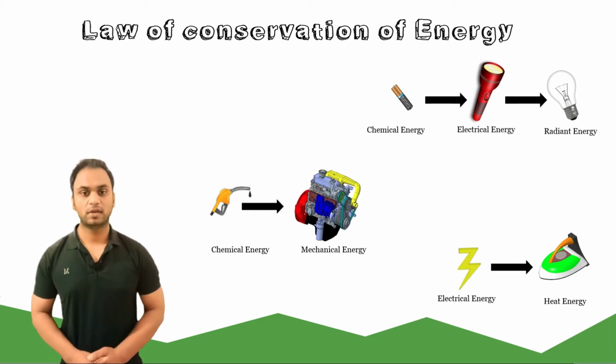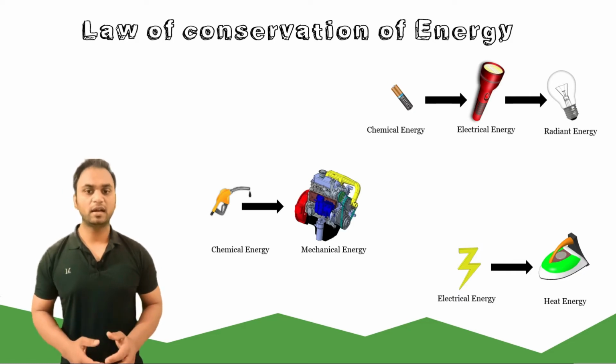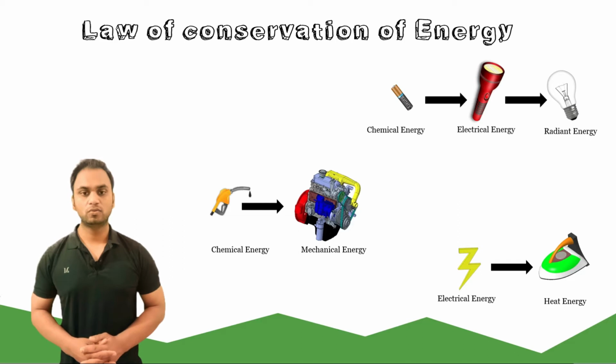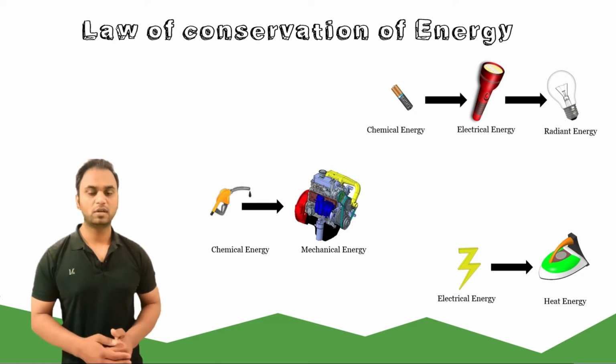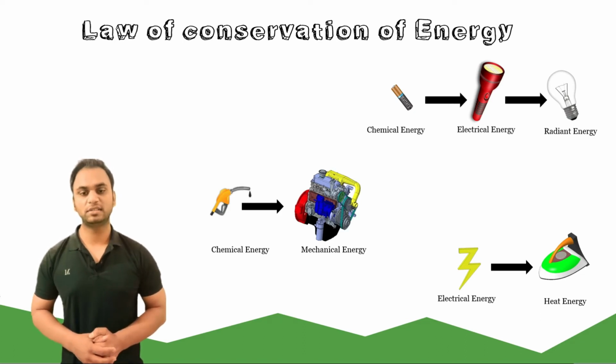Inside a torch, chemical energy of batteries is converted into electrical energy. Then this electrical energy is converted to radiant energy or the light energy. Other example of energy conservation is automobile. The chemical energy of petrol is converted into mechanical energy inside the diesel engine or the petrol engine.